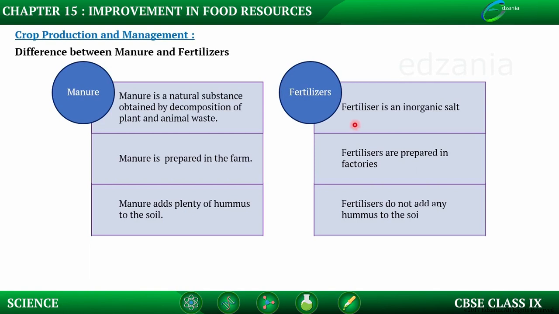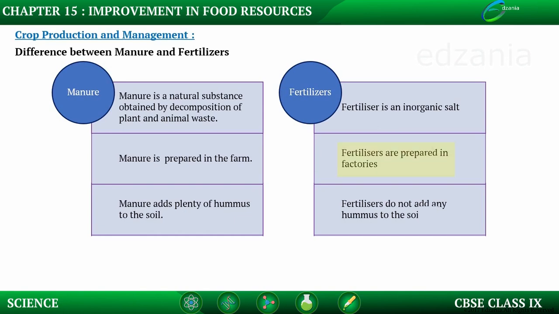Fertilizer is an inorganic salt. If farmers use this inorganic salt in large quantity, then it may affect the plant. Manure is prepared in the farm. As we have already discussed, manure is a natural substance obtained by decomposition of plant and animal waste. So in the case of manure, we use biological waste and clean our environment.